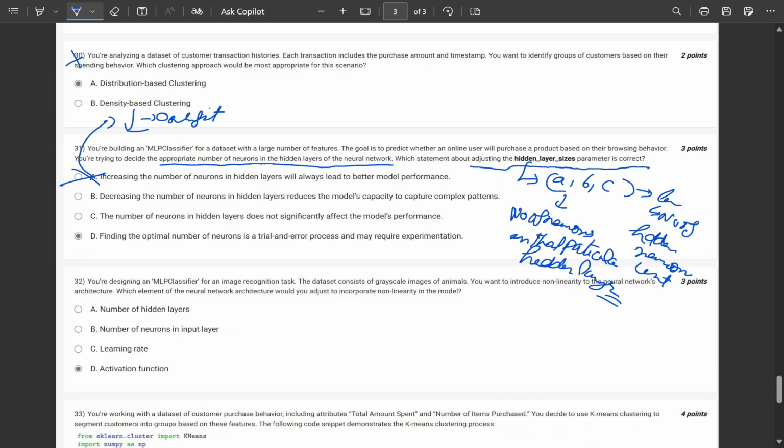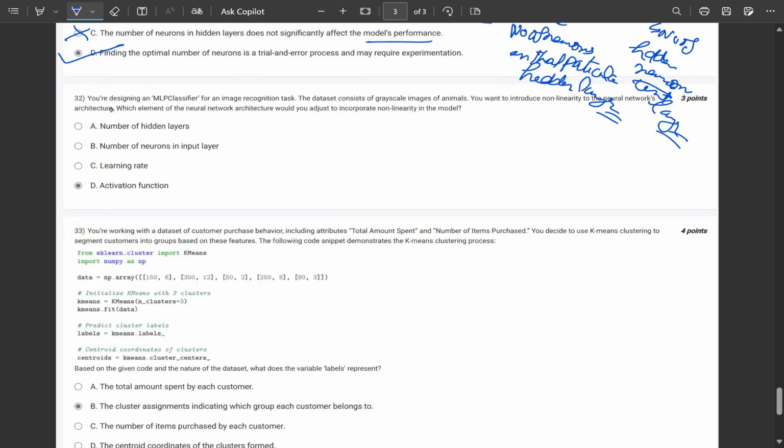Decreasing the number of neurons in hidden layer reduces the model capacity to capture complex patterns. No, that's wrong. If you have a sufficient number of neurons and good data for that, then it will always capture the complex patterns. The whole idea of neural network is to capture the complex pattern. Number of neurons in hidden layer doesn't signify effectively the model performance. No, that's wrong, because if you have a large number of neurons, without any regularization or anything, it will overfit the model. So it is affecting the model performance. Finding the number of neurons is a trial and error process and may require experimentation. Yes, that's totally right.